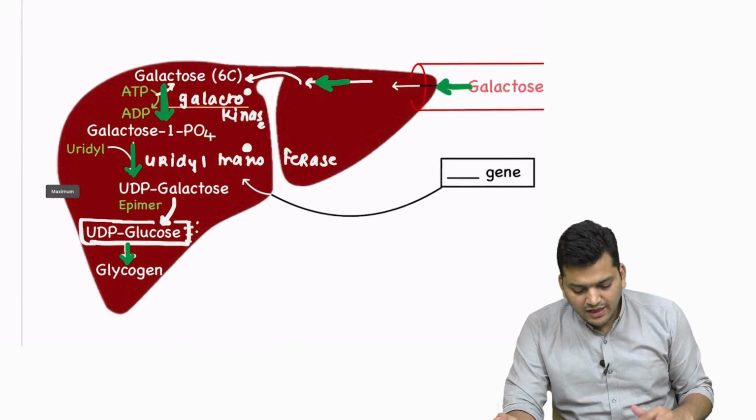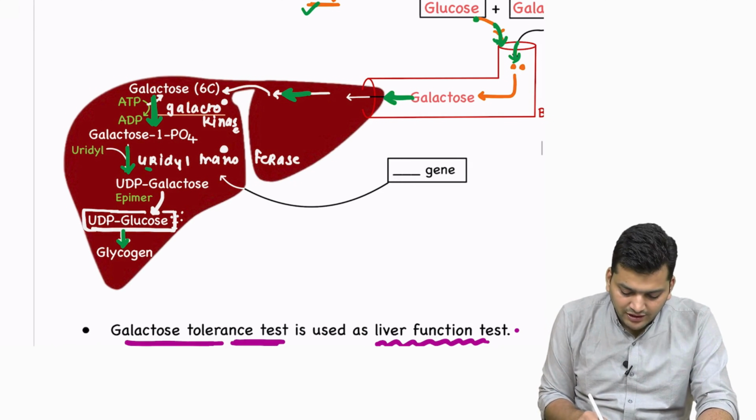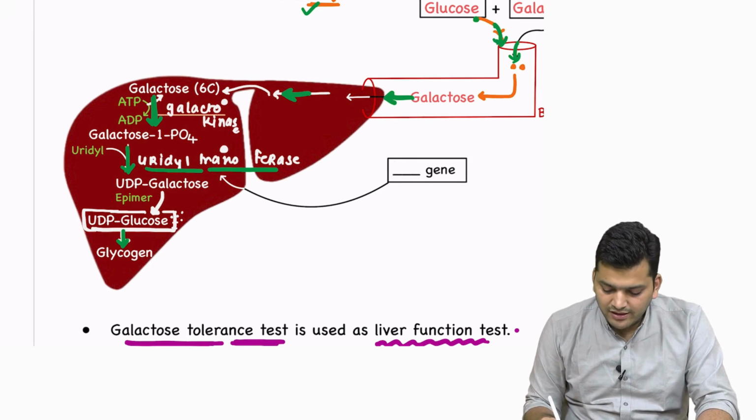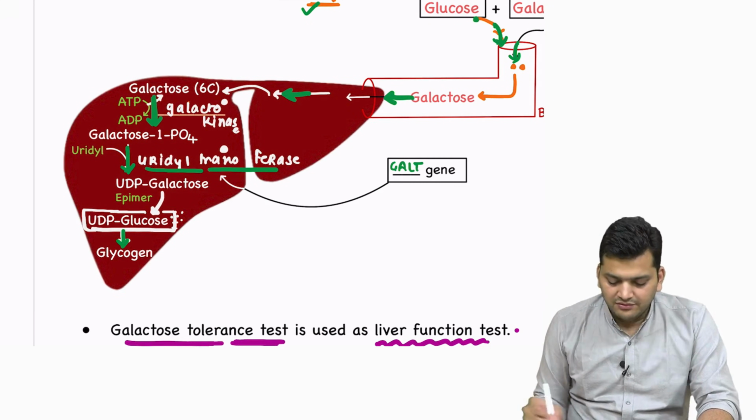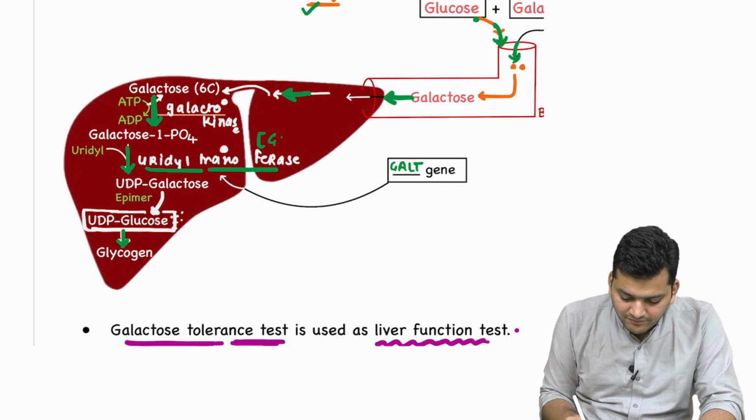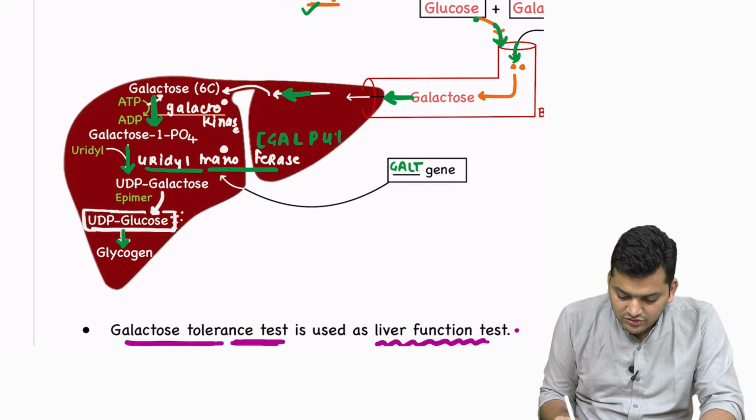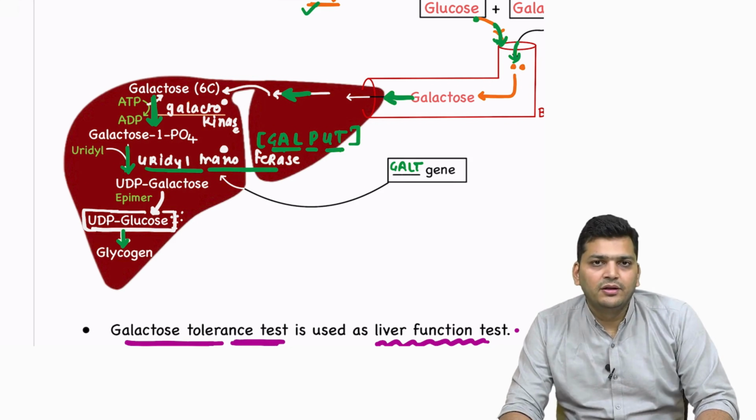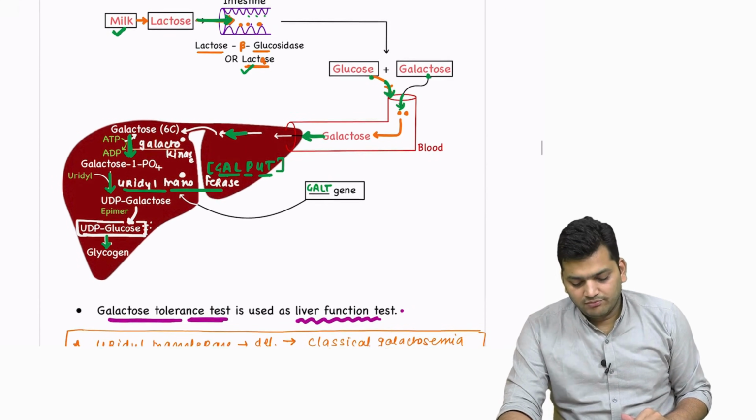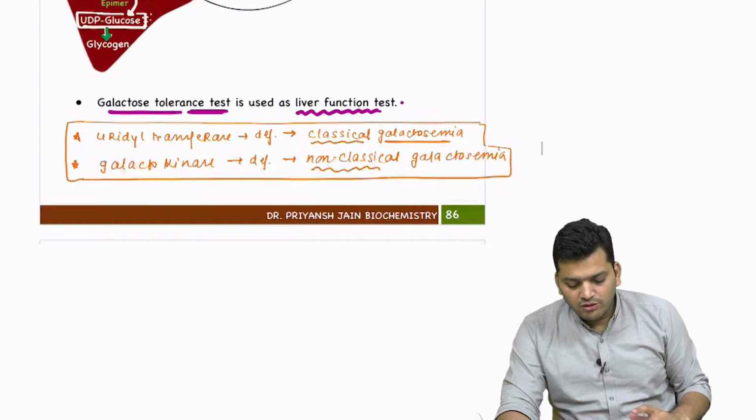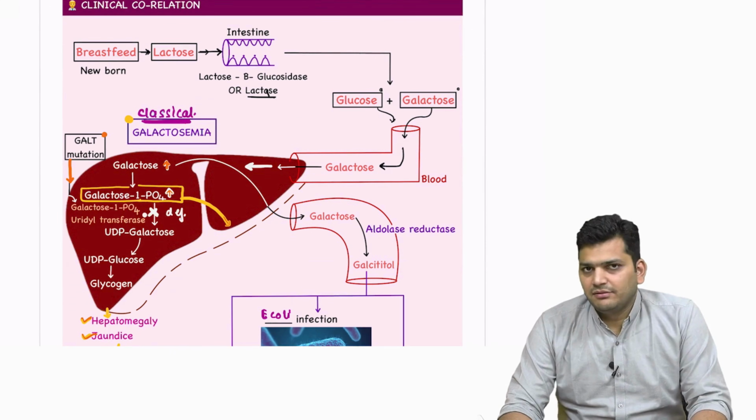Normally it is going to happen like this, and this happens in the liver. But in this entire process, we have one very important enzyme, galactose 1-phosphate uridyl transferase. This is made by a gene called the GALT gene. In short, it is also written as GALPUT, galactose 1-phosphate uridyl transferase. Now, if this enzyme is not there, we can't digest the galactose, and this is seen in some newborns. For example, there is a newborn who does not have this enzyme. What is going to happen?